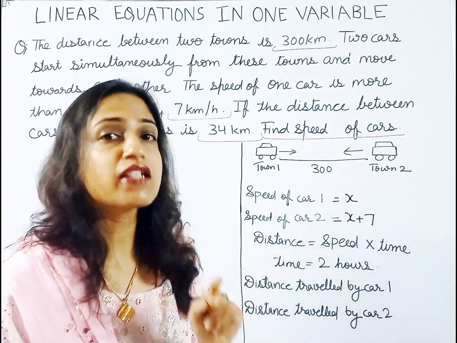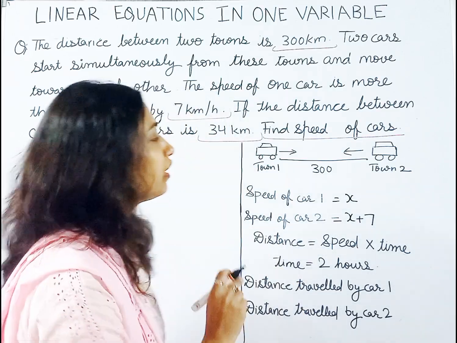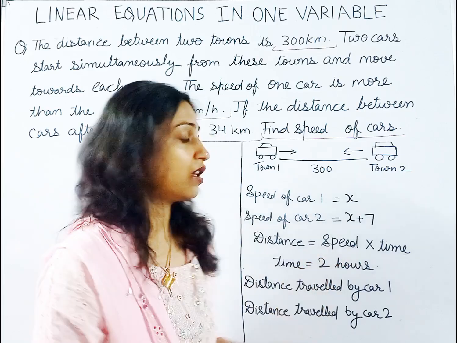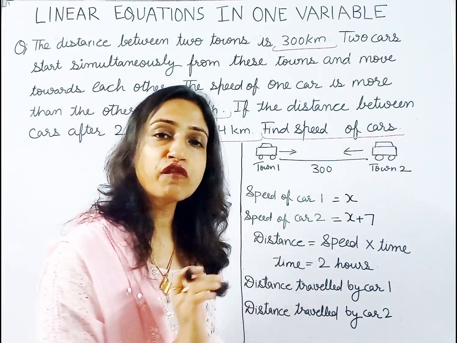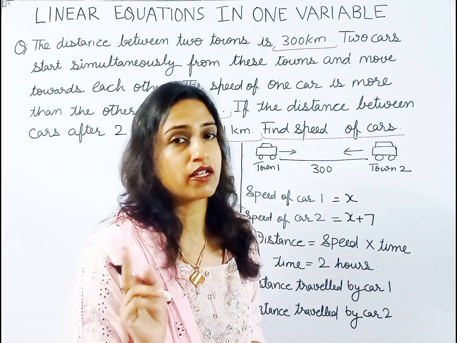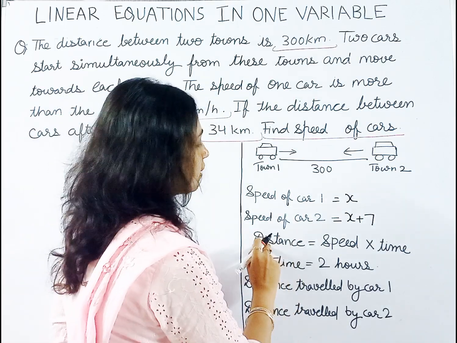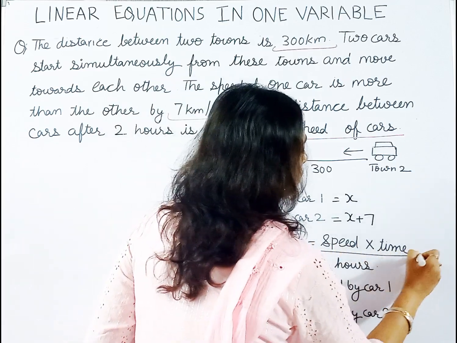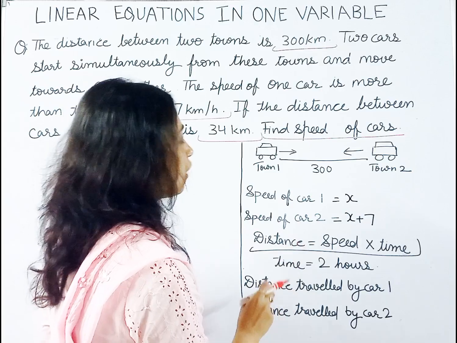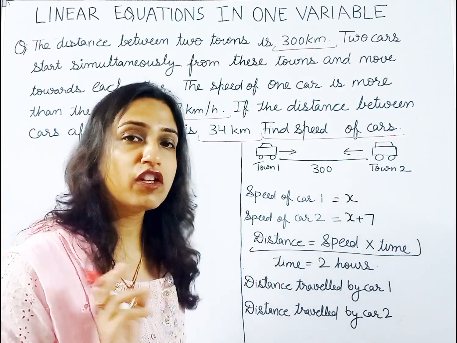That means each car has traveled for 2 hours. The distance between the two cars is 34 kilometers after 2 hours, meaning the first car has moved for 2 hours and the second car has also moved for 2 hours. The distance covered by the cars is distance equal to speed multiplied by time. So if we have to find the distance traveled by the first car, how will we find it?